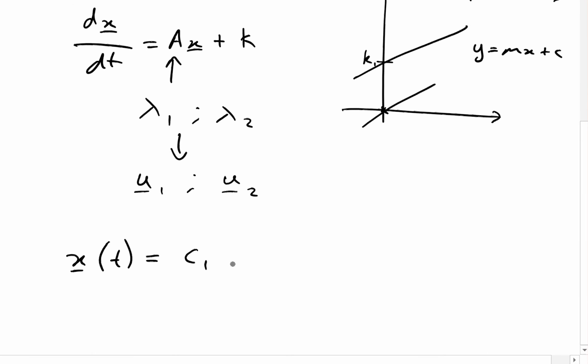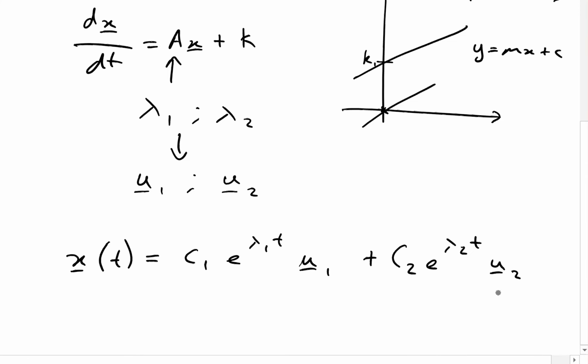We're looking for a general solution that looks something like this. C1 e to the lambda 1 t times our eigenvector u1, and then we consider the second eigenvalue and eigenvector, so C2 e to the lambda 2 t u2. From this we can look at the different cases for the eigenvalues, and from those eigenvalues we can see which one is going to play the dominant term, so which one's going to dominate as t gets bigger and bigger.